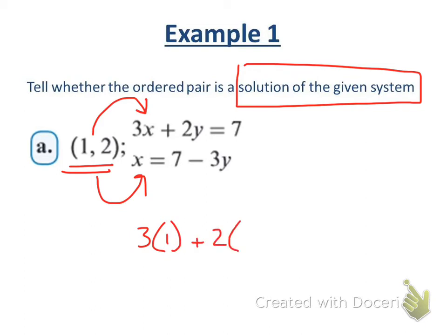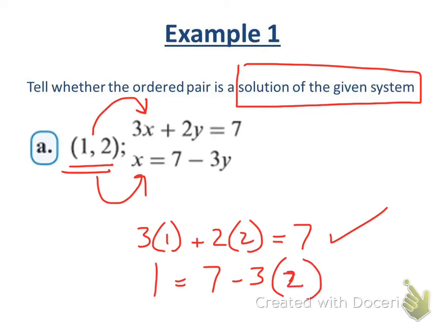Is 3 times 1 plus 2 times 2 equal to 7? Yes. Is 2 equal to 7 minus 3 times... No, I did that wrong, see? X is 1. Is 1 equal to 7 minus 3 times 2? Yes. So we would say 1, 2 is a solution. To the what? To the system, because it makes both equations true.